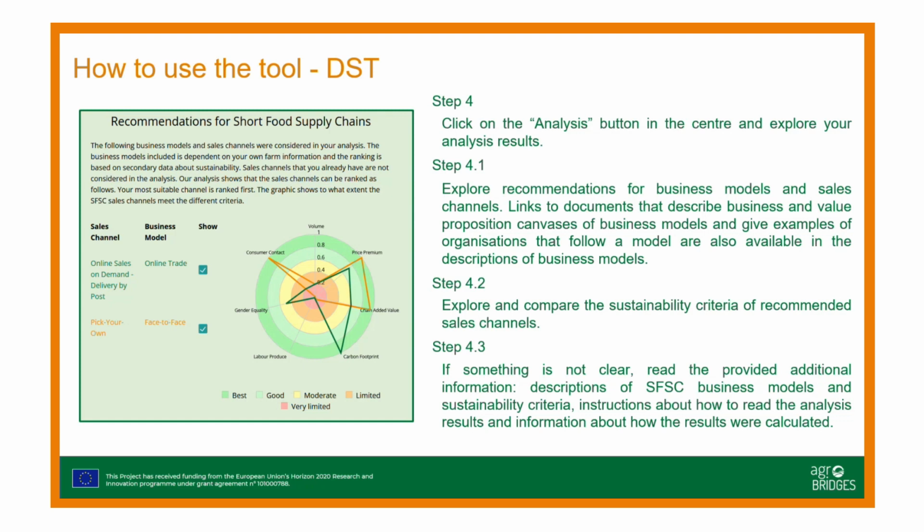And the business models and sales channels considered in this analysis are 5: community supported agriculture, face-to-face, online trade, retail trade, and improved logistics. As we have seen in the image, the guide explains step by step how the tool works with the corresponding image of each of the steps, and is available in the 12 languages.